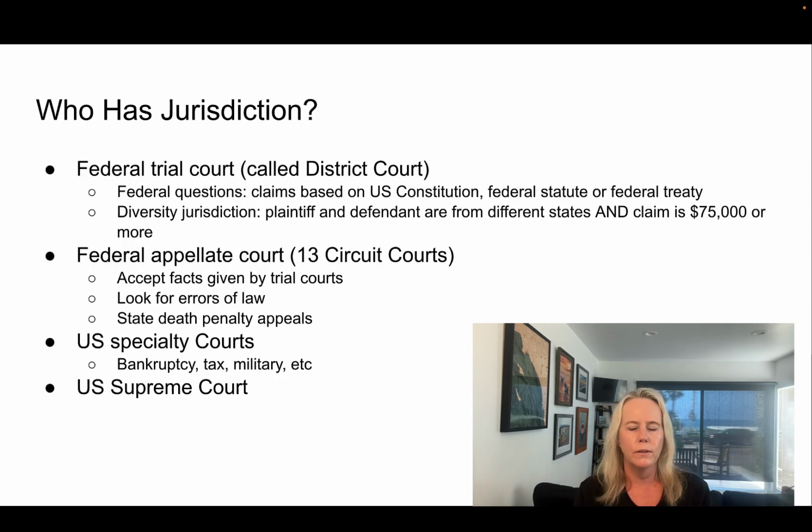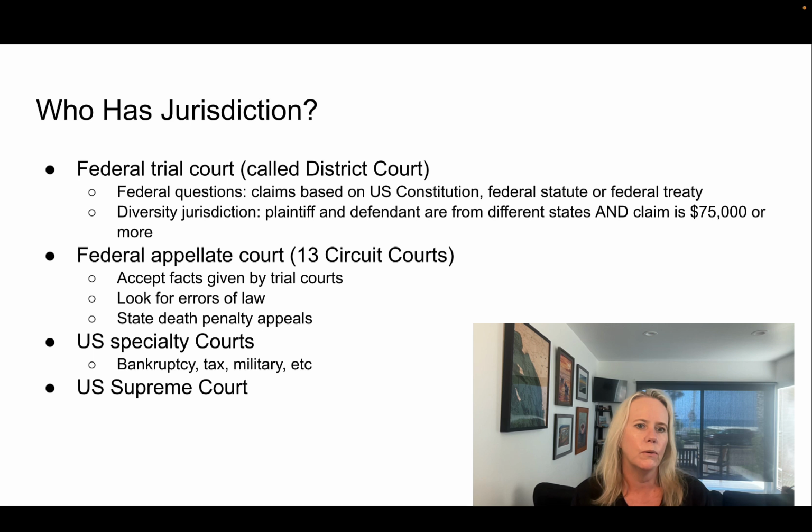Taking a closer look at the federal courts. Federal trial courts, the closest one being San Diego, are tasked with federal questions and diversity jurisdiction. Federal questions are claims based on the U.S. Constitution. For example, I am a prisoner in a penitentiary in Kansas, and I feel like the penitentiary has violated my civil rights. That's a federal question. Also federal claims based on a federal statute, so federal law, or a federal treaty.